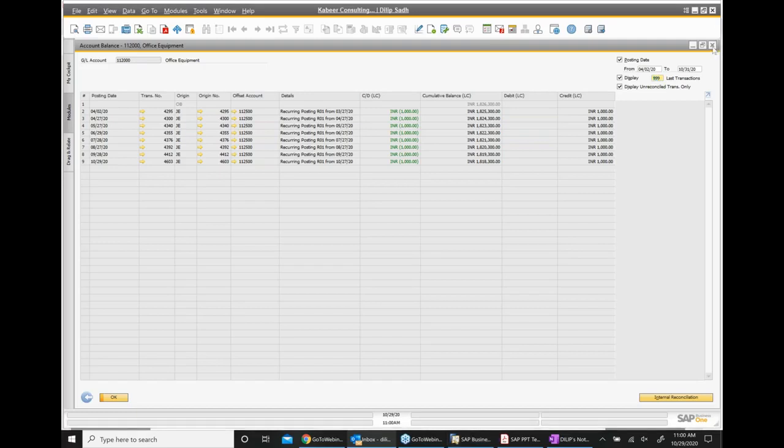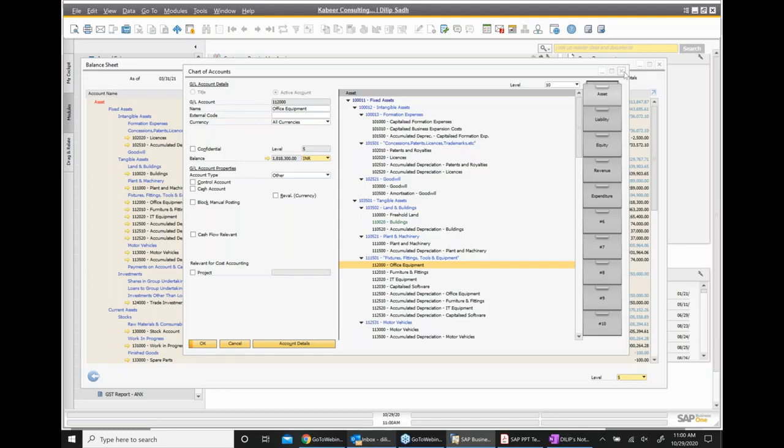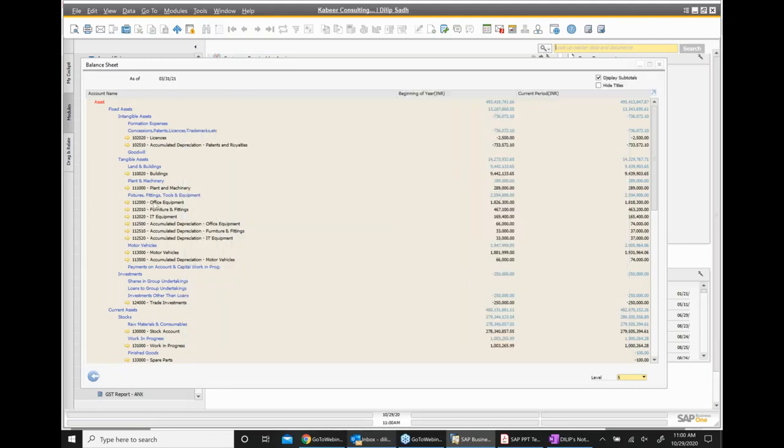For example, I want to see that, okay, in my asset bucket, I have fixtures, fittings, tools, and equipment. In that, I have office equipment, and this is the amount. From where is this coming? How has the system calculated this? I want to review whether this number is right or not right. If you see, in most of these accounts there is a yellow sign. Wherever you see the yellow sign, that is a GL, and you can review the detail.